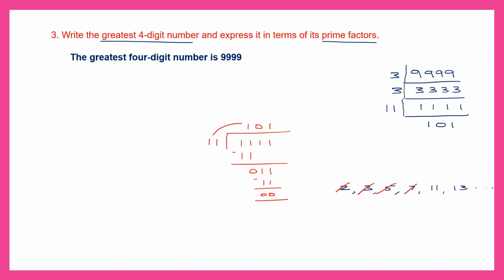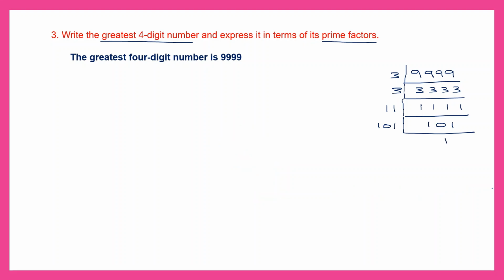And 101 is a prime number. So we divide it by 101 itself. So we get 1. So now we have all the prime factors. What are all the prime factors of 9999? Now we have 3 into 3 into 11 into 101. So the prime factors of the greatest four-digit number 9999 will be 3 into 3 into 11 into 101.